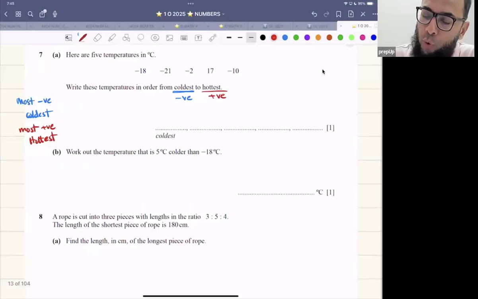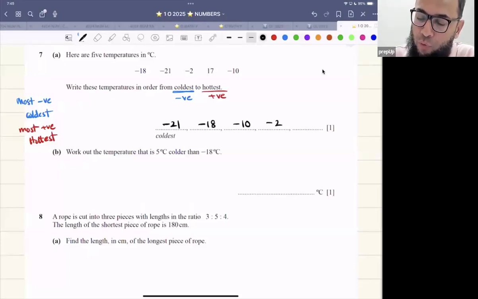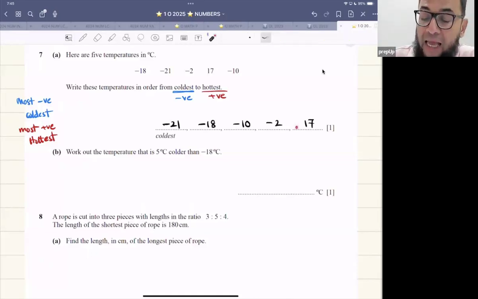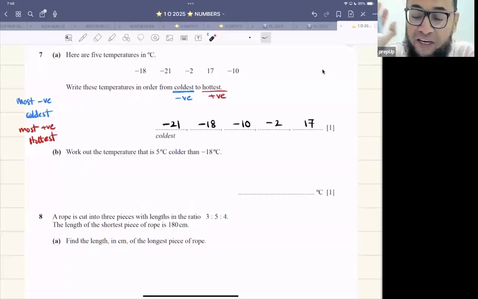Now it says the coldest. Which one is the smallest one? The smallest one is negative 21. The next one is negative 18. The next one is negative 10. The next one is negative 2. The next one is 17. 1 mark for this. If I just make one single error, I would be losing all the marks. Again, there are no half marks. So be very, very careful.